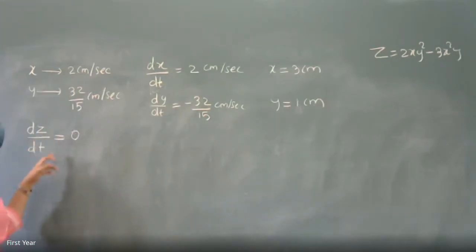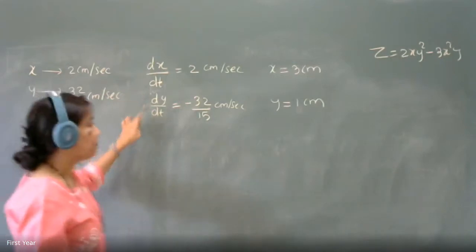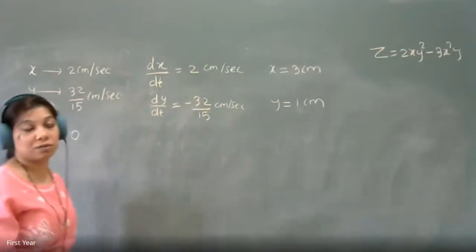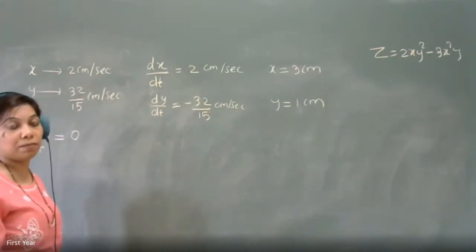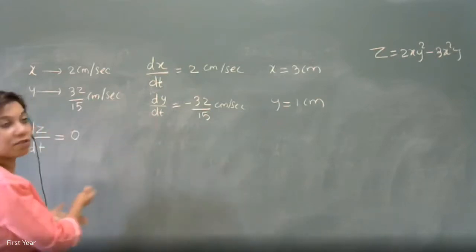म्हणजे मला dz by dt 0 येणार. जर dx by dt हे आहे, dy by dt हे आहे. If x is passing through 3 centimeter and y is passing through 1 centimeter. Is this clear now? What's the meaning? Yes. Now what you have to do? You have to use this data which is given to you.